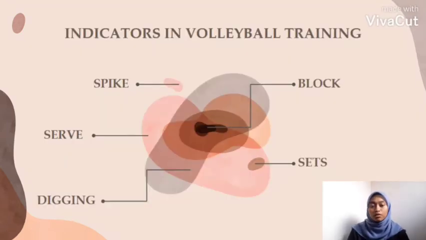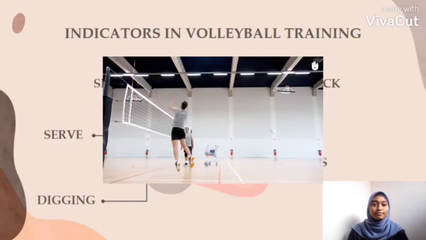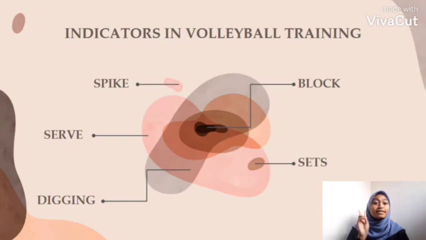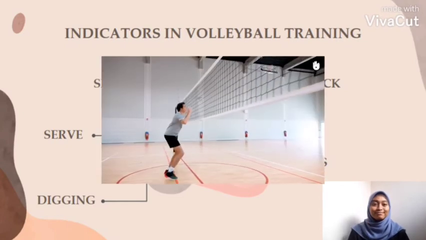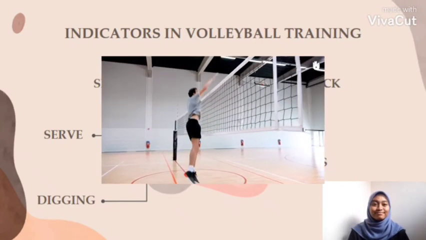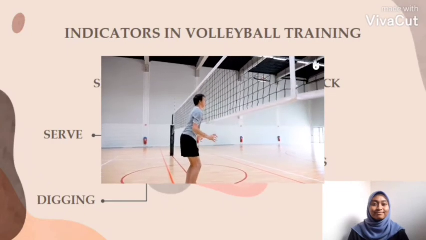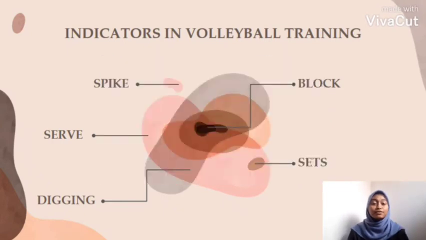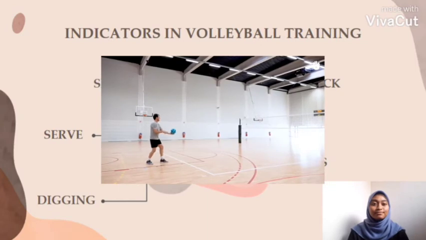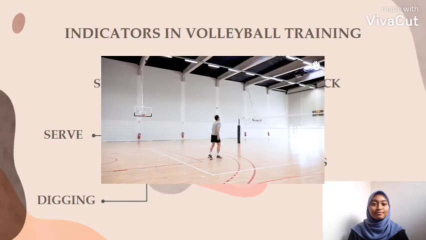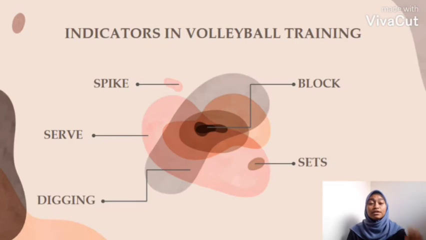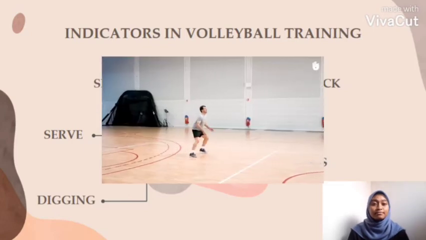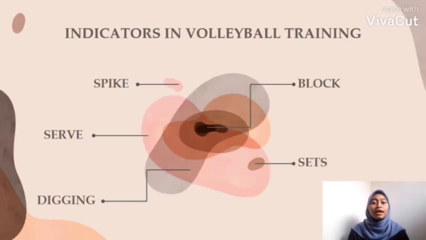In volleyball, we focus on 5 indicators. First is spike. Second is block. Third is serve. Fourth is set. And the last one is digging.